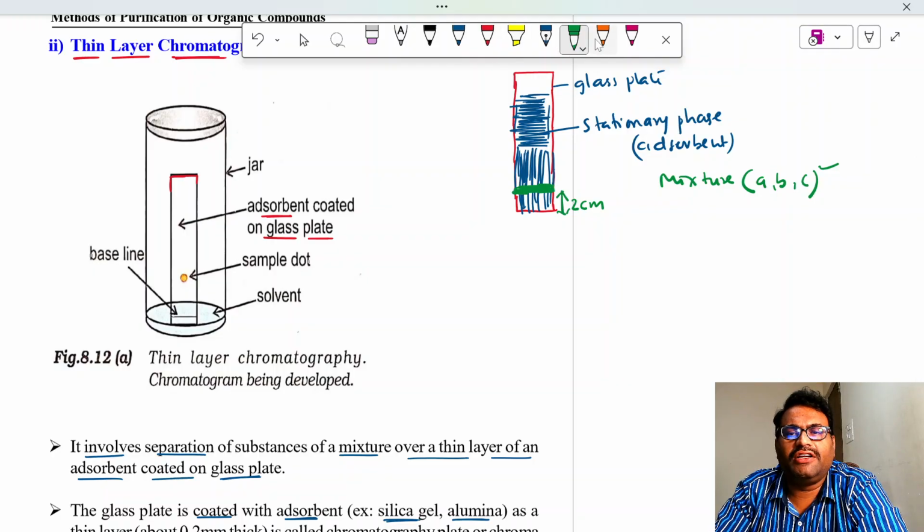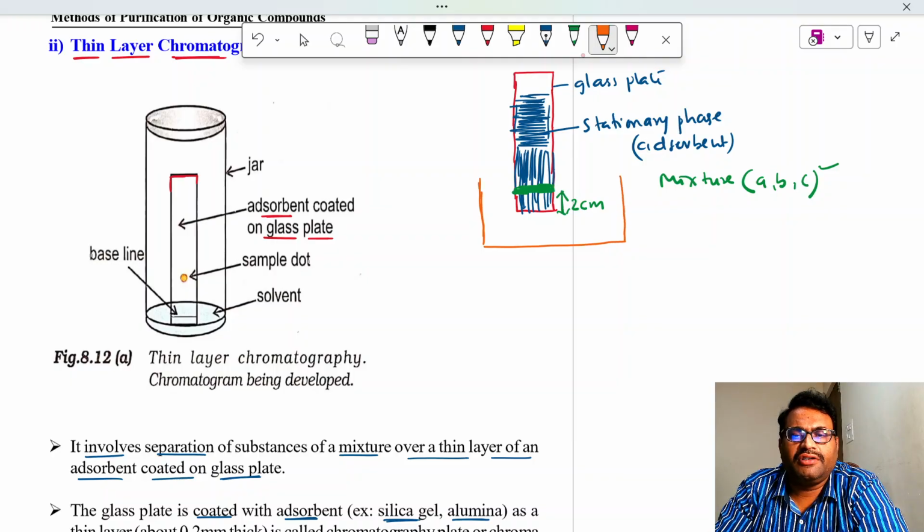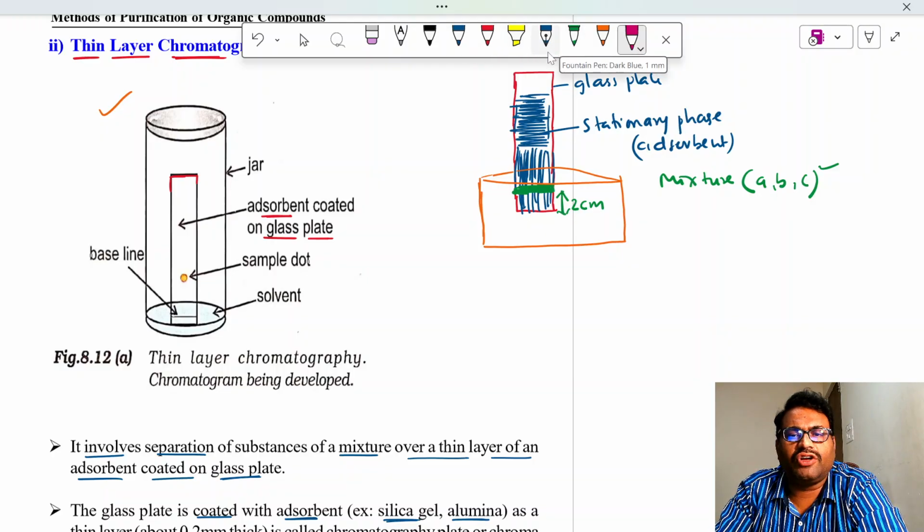Now this total is kept in a vessel containing solvent. You can find this in the diagram here, right? At the bottom you are finding solvent. Whether you are able to understand or not, again I am drawing. Here there is a solvent. This is solvent.